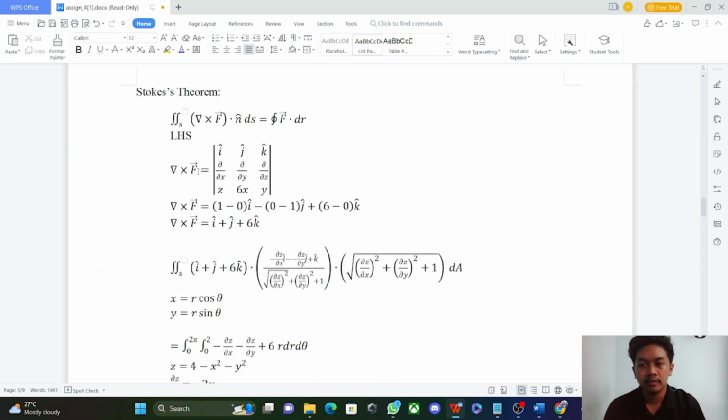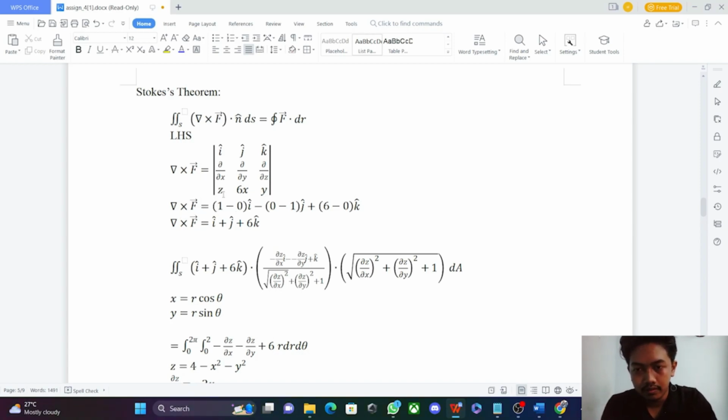For Stokes theorem, we use the integral over S of curl F dot n dS equals the integral of F dr. Now we express the unit vectors: for i, del over the x, and z. For vector j, we use del over the y and 6x. And lastly for k, del over the z and y.